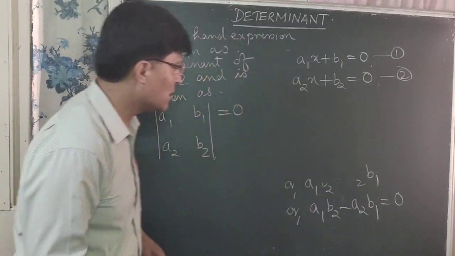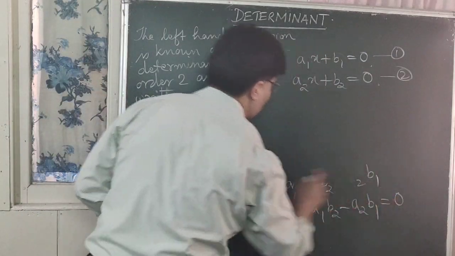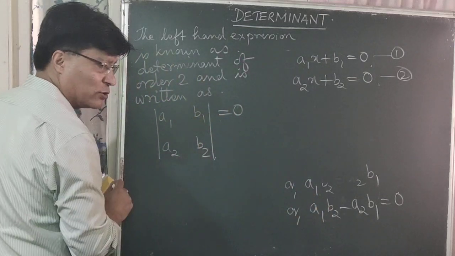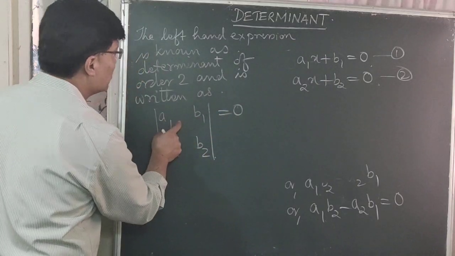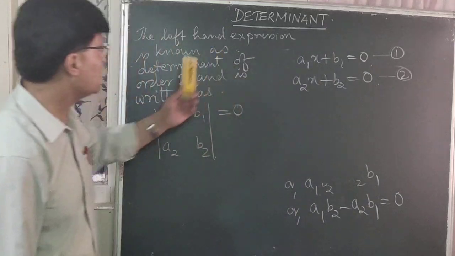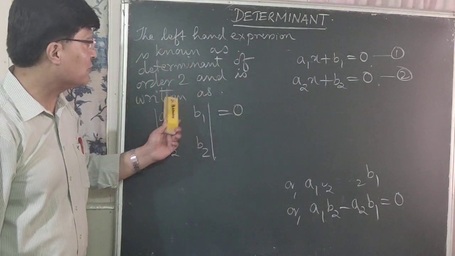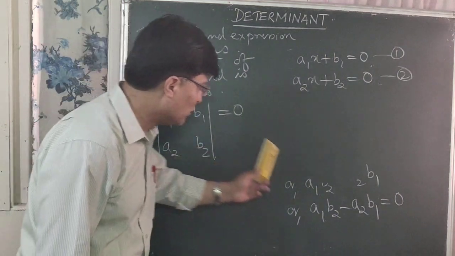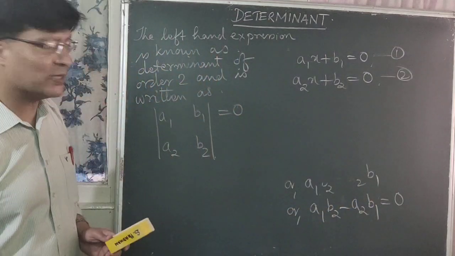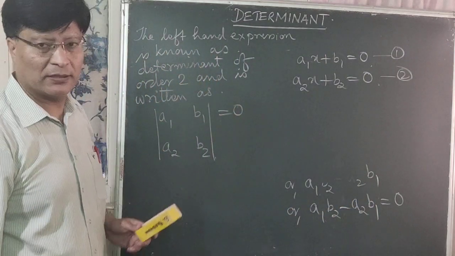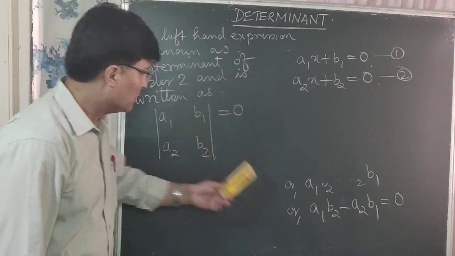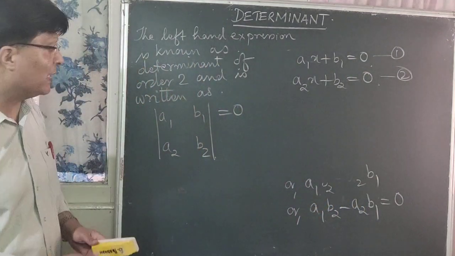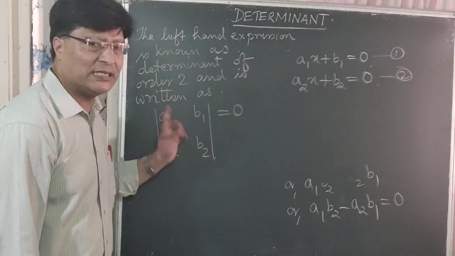This expression, that is a1 b2 minus a2 b1 is equal to 0, can be written as first row a1, b1, second row a2, b2 is equal to 0. This left hand side is known as determinant of order 2 and is written like this. From this determinant you can easily find a1 b2 minus a2 b1. There is a method to expand it. This a1 b2 minus a2 b1 is the expanded form of this determinant.